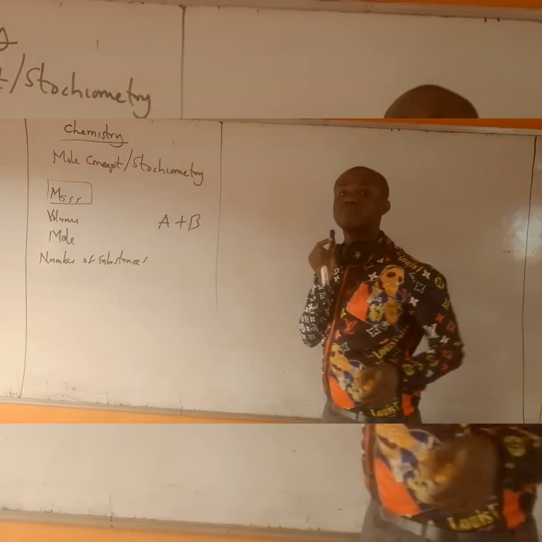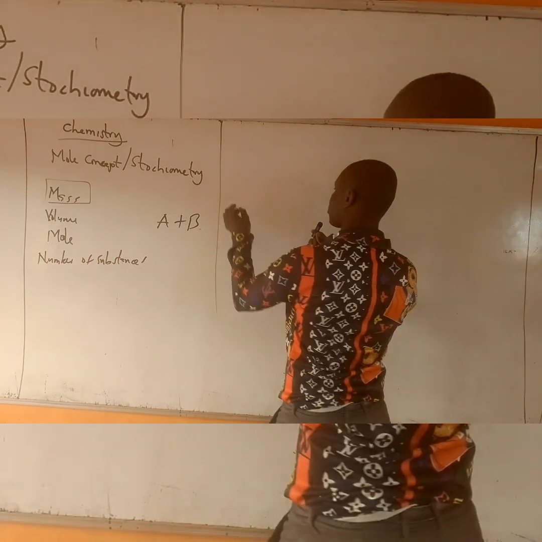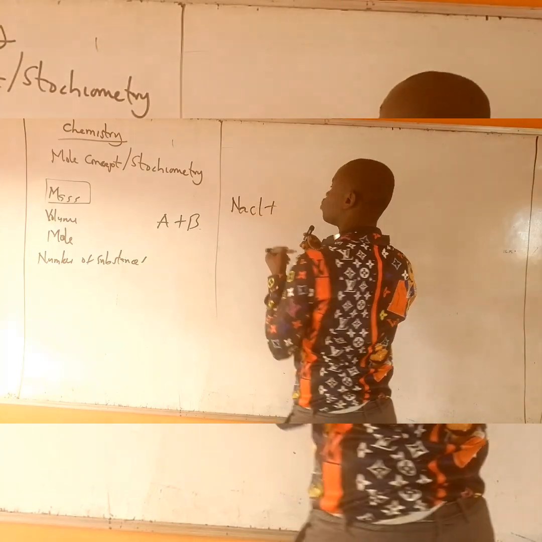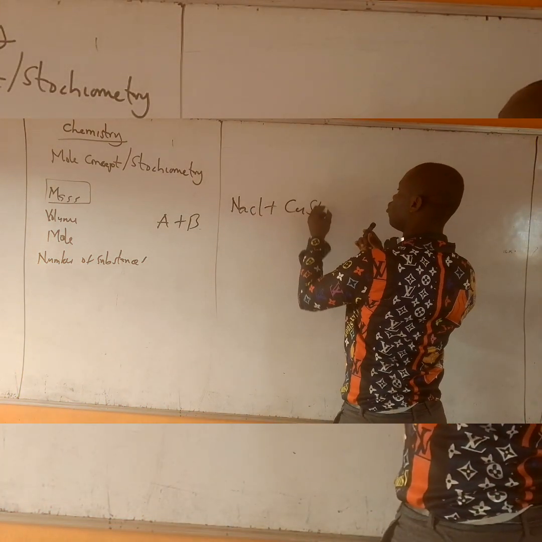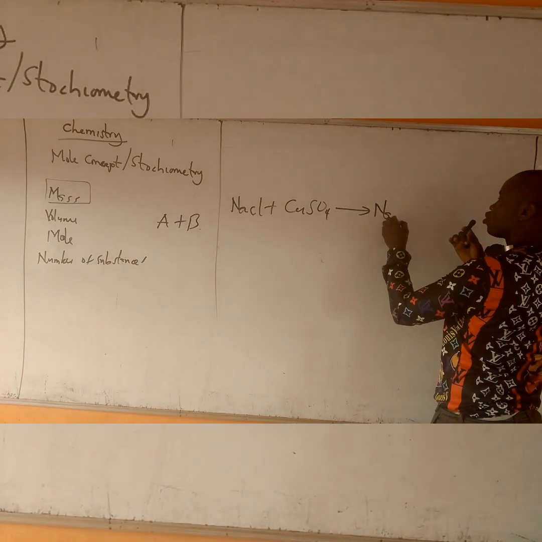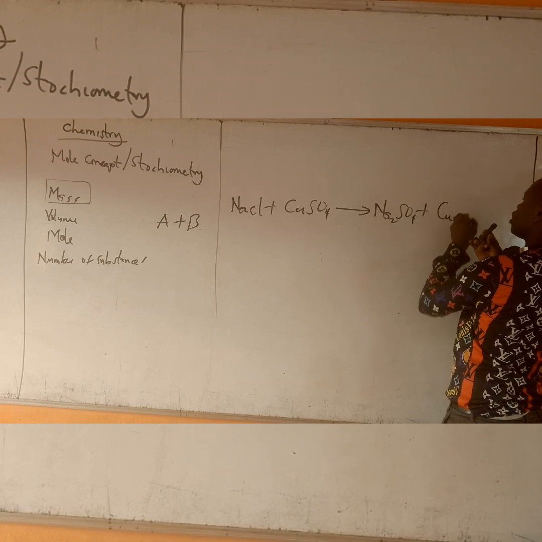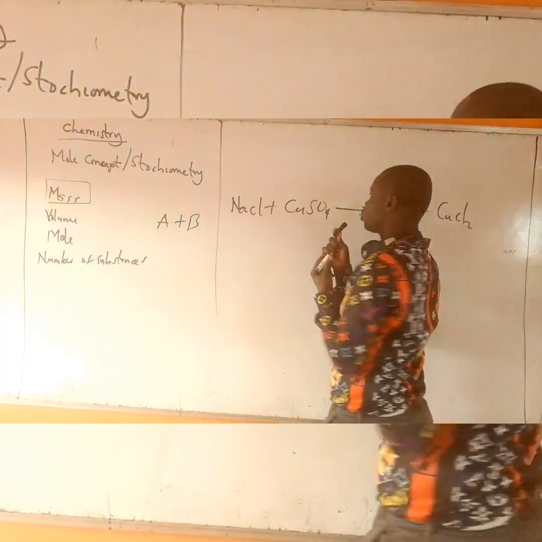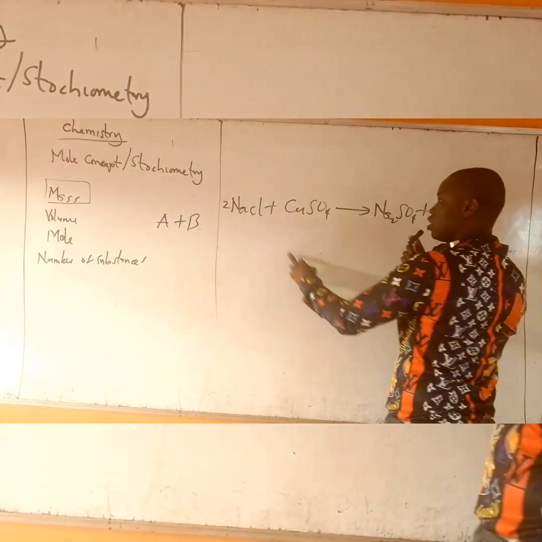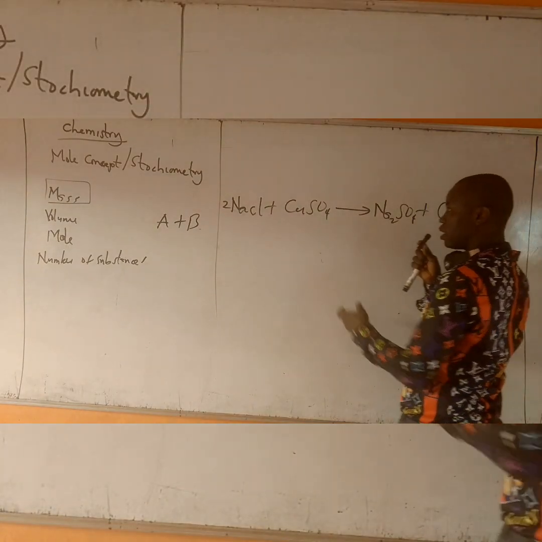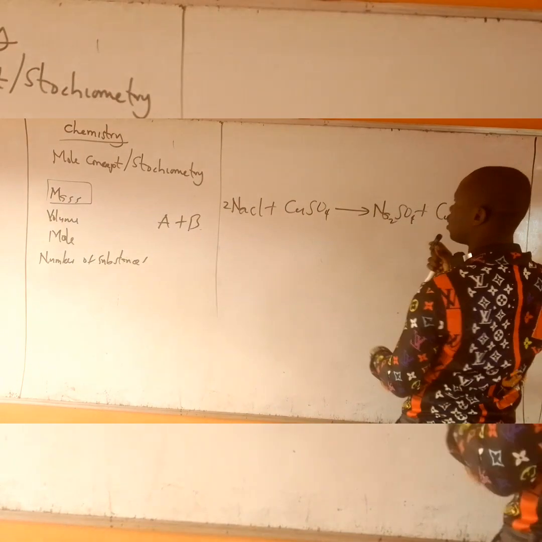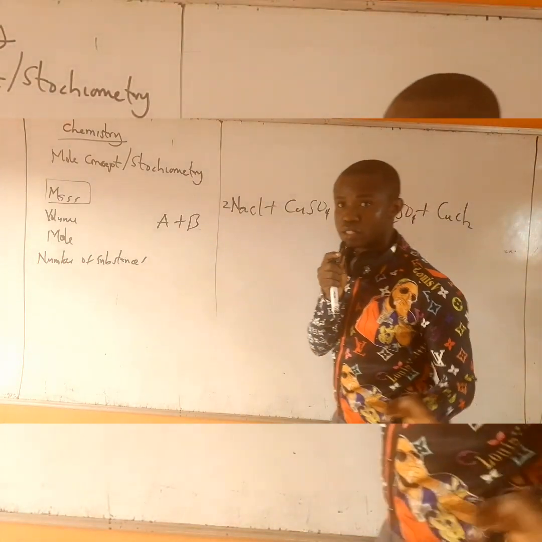Let's say we have a reactant like A, like let me say sodium chloride reacting with CuSO4 to produce Na2SO4 plus CuCl2. So let's try to balance the equation. Sodium here is 1. Let's put 2 so that it can balance with 2 here. And chlorine is now 2 here, balanced. Copper is 1 here, balanced. Sulfur is 1 here, balanced. Oxygen is 4 here, balanced. It's balanced now.